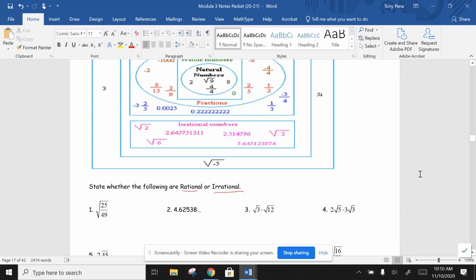The rational and the irrational. So largely we're thinking decimals. So the idea of a rational number is one of two things.